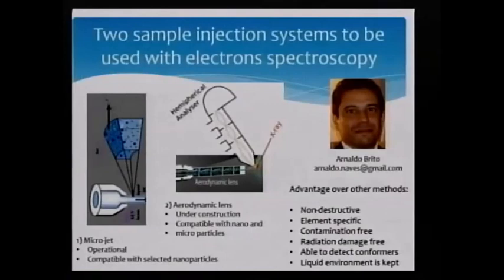In this case, he's able to use a microjet of the nanoparticles of the semiconductor you are interested in, formed in a suspension in water. So you have the nanoparticles with the shell of water, and you have the microjet, and they shine X-rays on the microjet and measure the radiation that is coming out. So they are characterizing the nanoparticles with the water shell. But now Arnaldo is doing another way of injecting the sample that will permit working with bigger nanoparticles. This is mainly for nanoparticles.